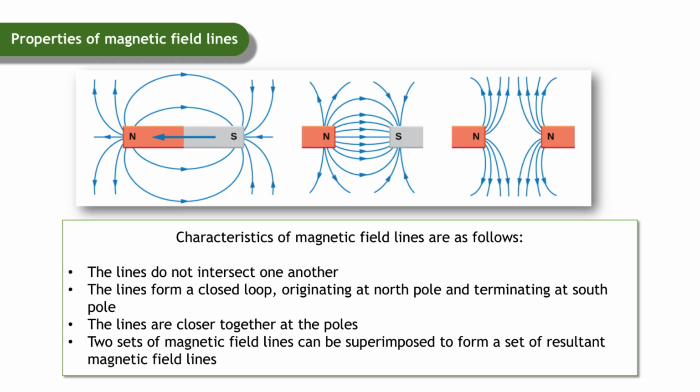First, the lines never intersect one another. Second, they form closed loops that originate at the North Pole and terminate at the South Pole. Third, the lines are closer together at the poles, indicating a stronger field. Finally, if multiple fields are present, their lines can be superimposed to represent the resultant magnetic field.